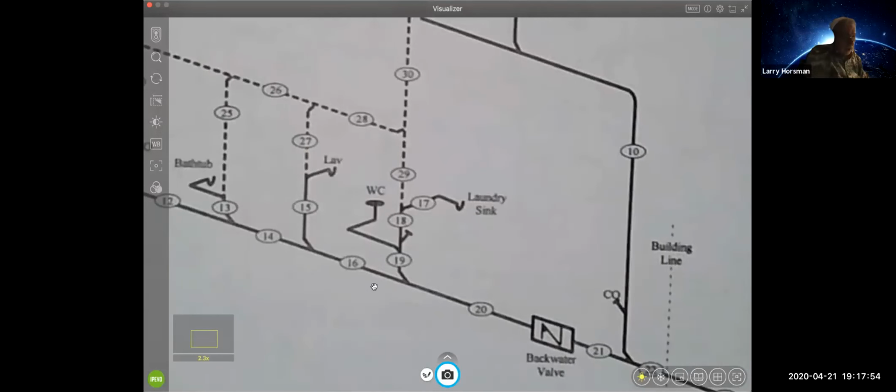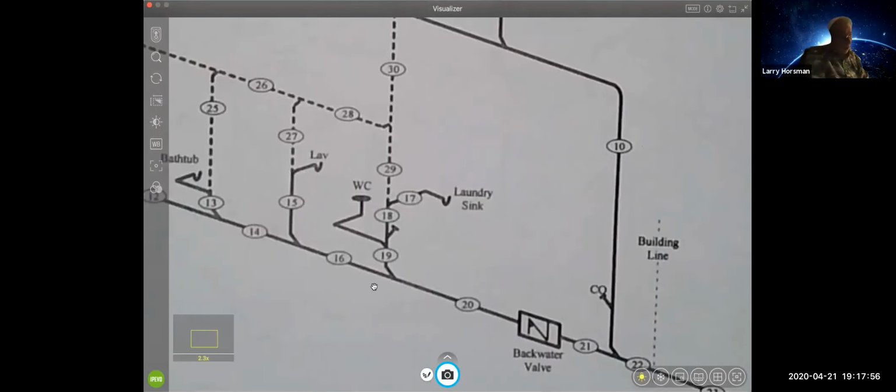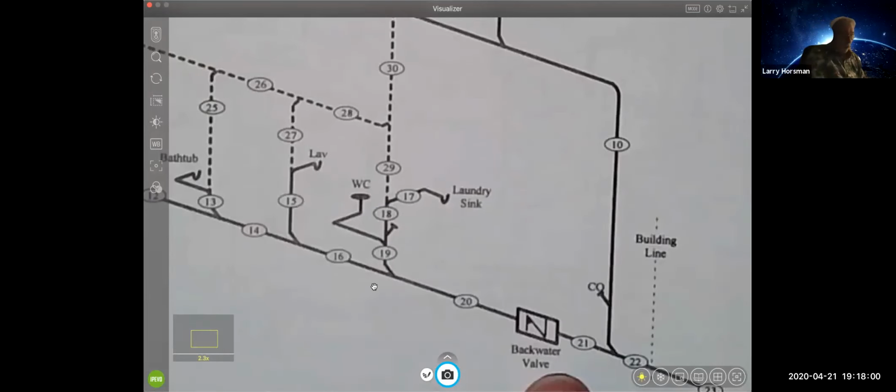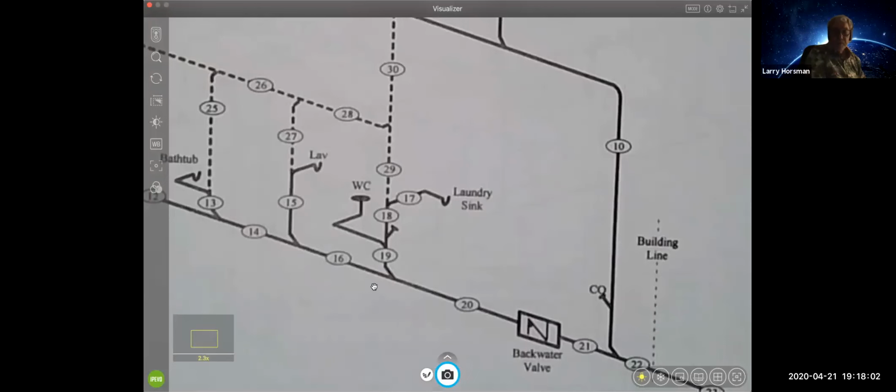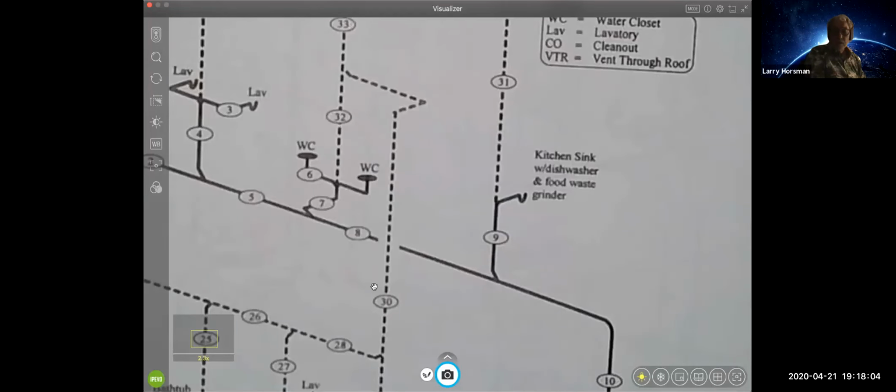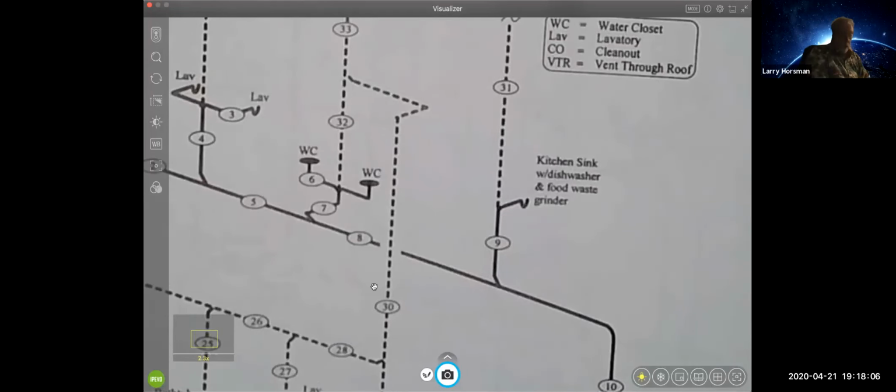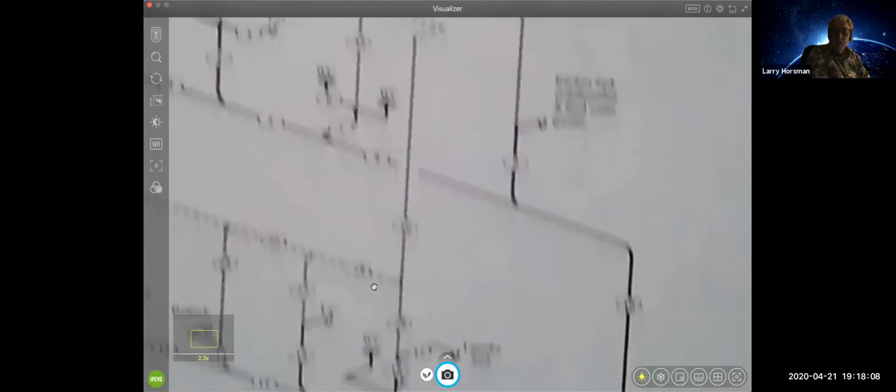Now, again, CO is clean out. This is a backwater valve. So this is 2 floors. You can't really see it real well, but we've got an upper floor and we've got a lower floor, but I'll send you the picture.